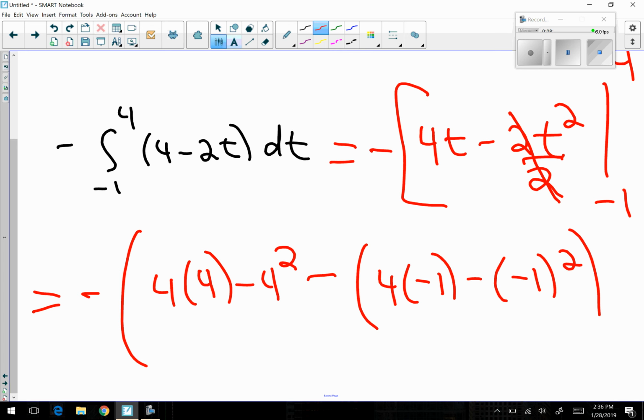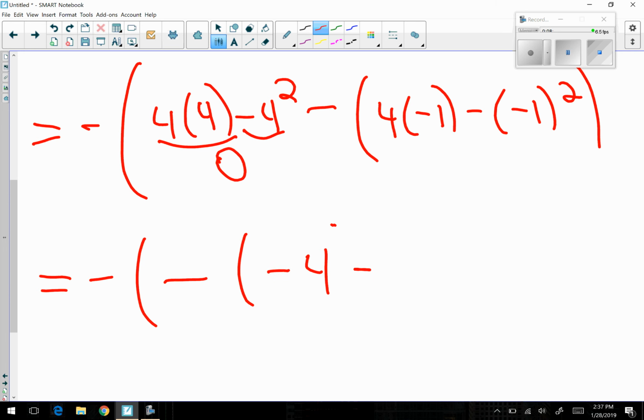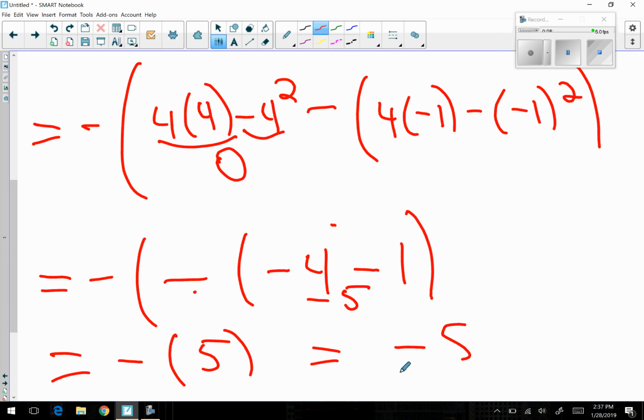So there's a negative on the outside. I have 16 minus 16, this is 0. Then I have this negative. 4 times -1 is -4 minus 1, since -1 squared is 1. So -4 minus 1 is -5. A negative and a negative is +5. So my final answer is -5.